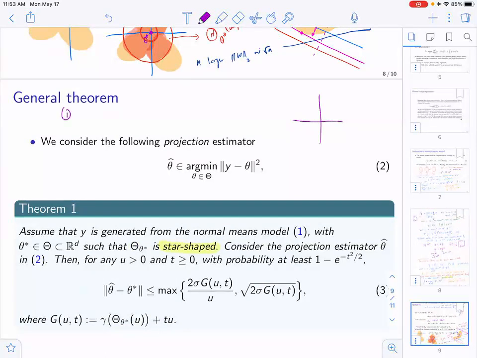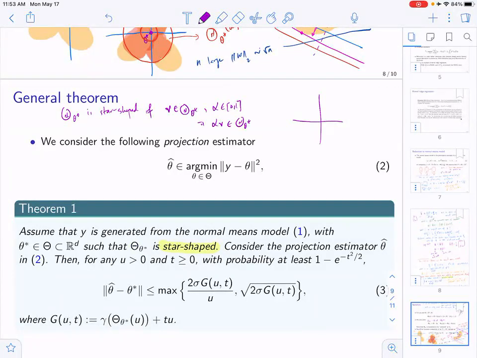So theta star is star shaped if you pick, let's say, what should we do here? I don't want to say theta. Let's say v in theta star, and alpha in 0 to 1. Then alpha v is in theta star.